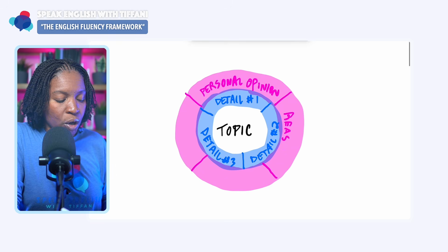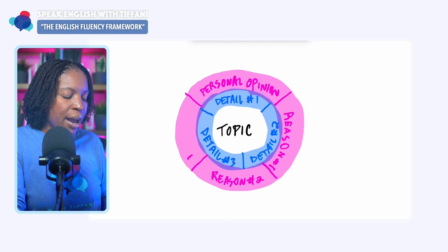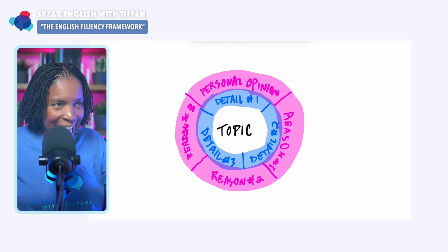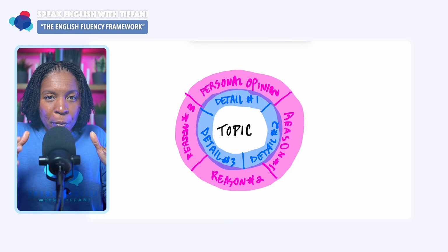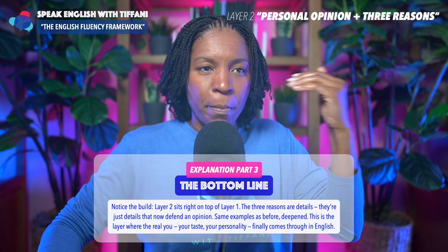Then we have your reason. This is reason number 1. I'm going to write this. Then you have your reason number 2. And then you have your reason number 3. Again, we're building on layer number 1. What was layer number 1? Yes, details. Layer number 2, you're giving your personal opinion plus 3 reasons to support your personal opinion. We're building on layer 1. What does this look like?